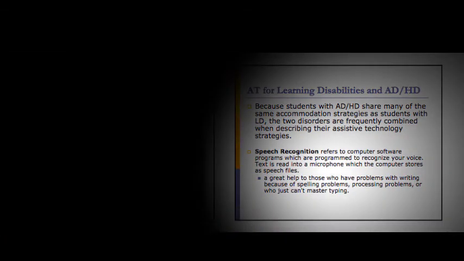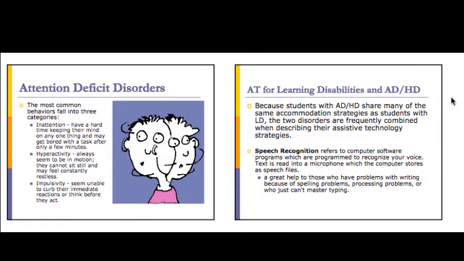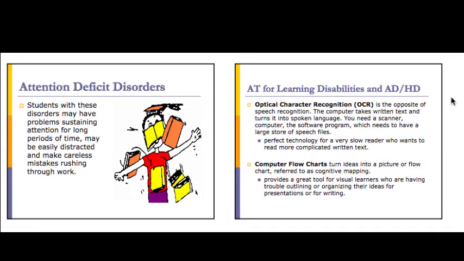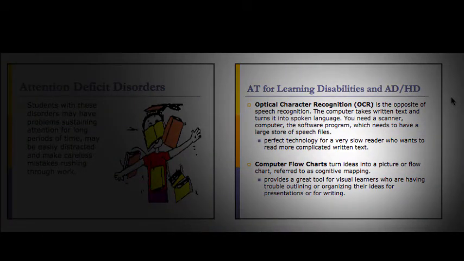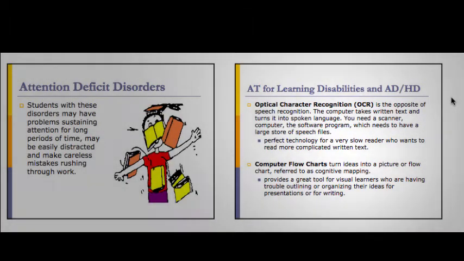Now we'll take a look at how specific tools can help users, students, etc. with specific conditions. Speech recognition can help those with writing problems, and that's what we looked at before with dictation. Another tool that can help those with attention deficit disorders, or ADD, is the opposite of speech recognition, which is optical character recognition. That's when the computer reads text to the student or to the user. And also computer flowcharts, which I found personally interesting, turn ideas into a picture or flowchart.